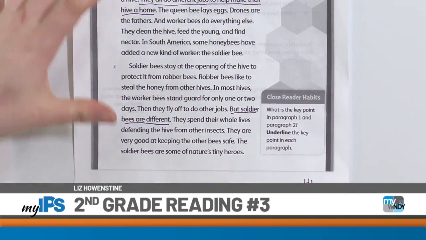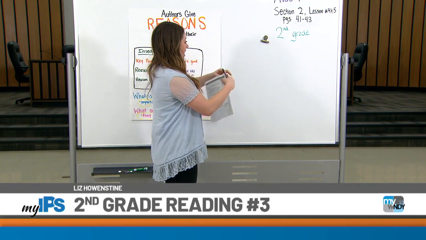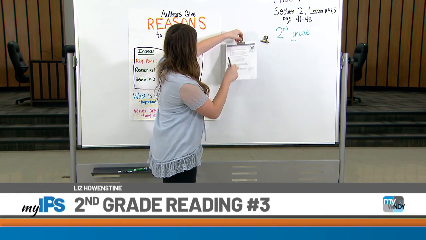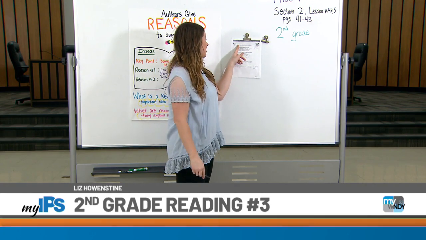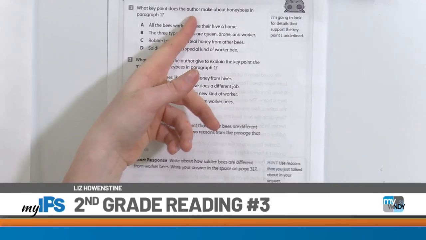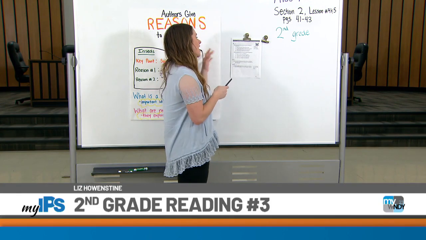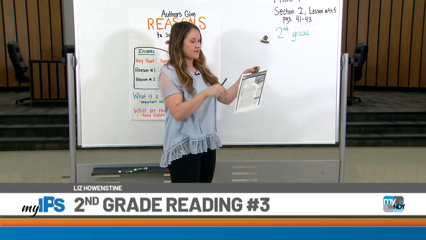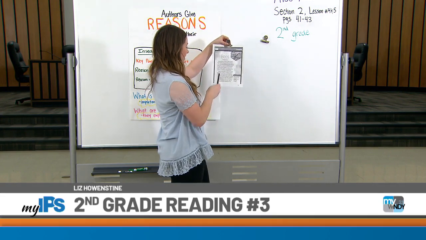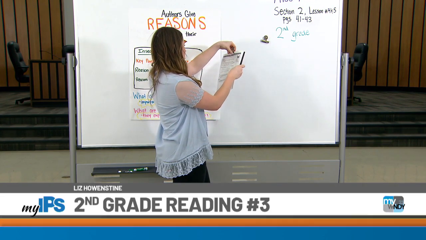All right, so now that we've read this, we're going to turn it over to page 42, and I'm going to just switch my clip so we can put it back up here and you can all see it. So it says think. What key point does the author make about honeybees in paragraph 1? I want you to think, and I want you to turn your page over and see what it says. Well, you underlined it. Exactly, thank you for reminding me. You underlined it. So it says, they all do different jobs to help make their hive a home.